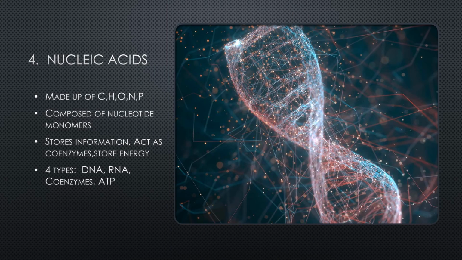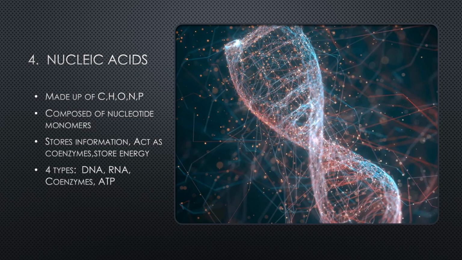Okay, so our 4th biomolecule category are nucleic acids. And these are made up of carbon, hydrogen, oxygen, some nitrogen, and also phosphorus this time. And these nucleic acids are composed of monomers called nucleotides. That's similar to our proteins that were made up of amino acids. Our nucleic acids are made up of nucleotide monomers.